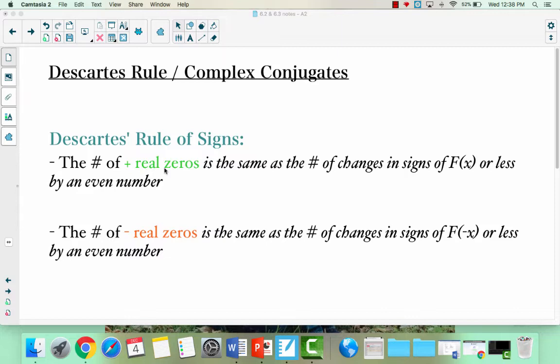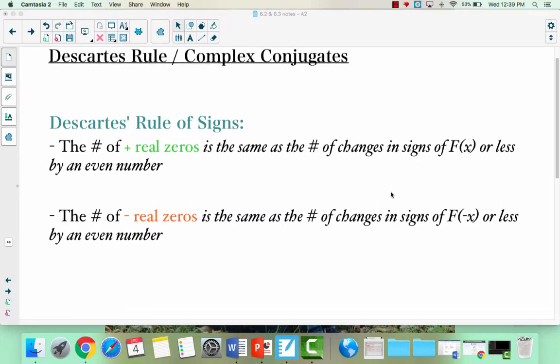The same rule applies for the negative numbers, so the number of negative real zeros is the number of changes in signs, but instead of using the original equation, we're going to use f of negative x, and I'll show you how to use that. And it's always that number or less by an even number. And what that means is basically if you calculate there's going to be 3 negative real zeros, subtract 2 from that, that means there could also be 1 negative real zero. And again, we'll go through an example so you can see what that looks like.